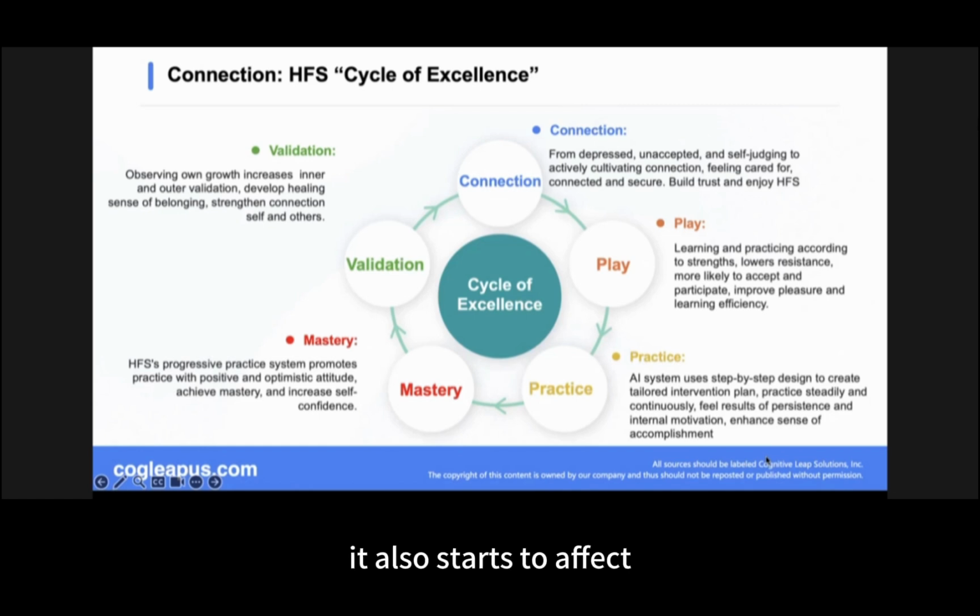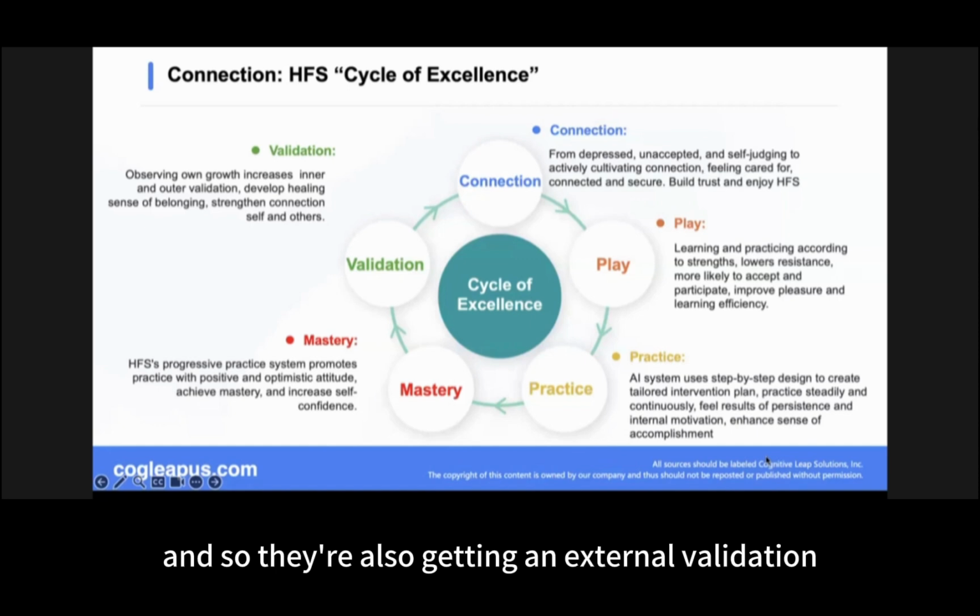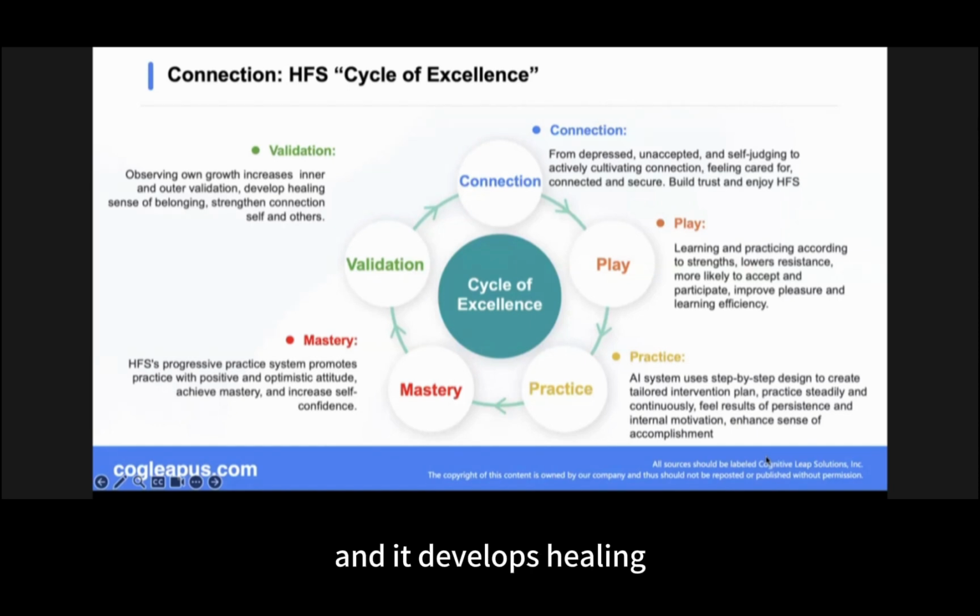It also starts to affect aspects of their life in language, social skills, and emotional regulation, and relationships with teachers, peers, and family. And so they're also getting external validation, and it develops healing and a sense of belonging, and strengthens their connection with self and others. And this is why it's a cycle, because it brings us back to deepening connection, but now it's stronger.